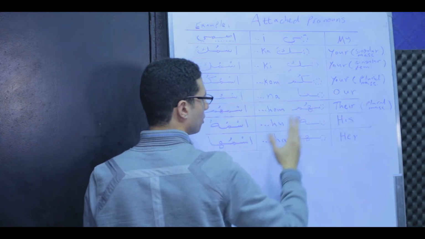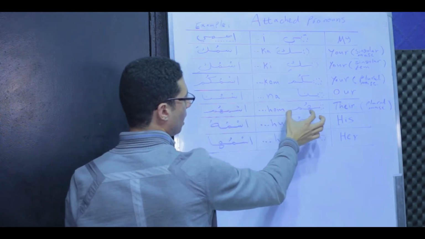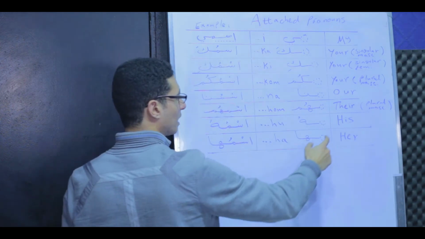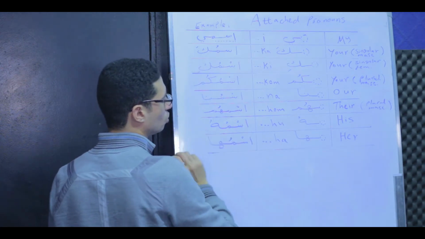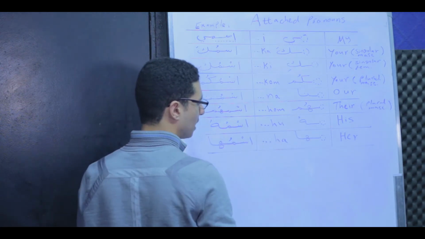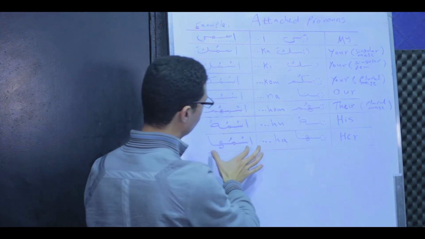And their, for example, their name, ismuhum, hum. We add this hum after the noun. And his is hu, so ismuhu. Her is ha, ismuha. Her name, ismuha.